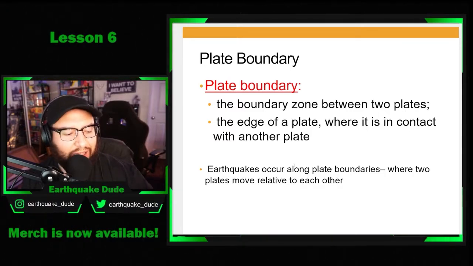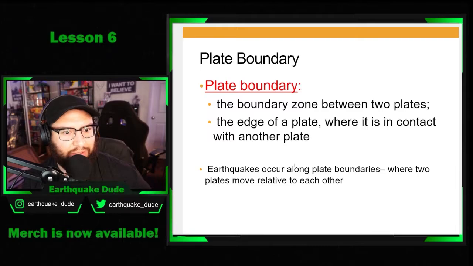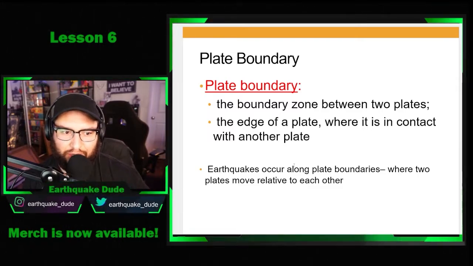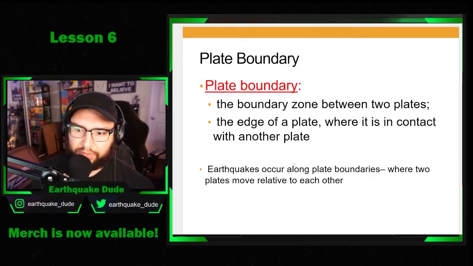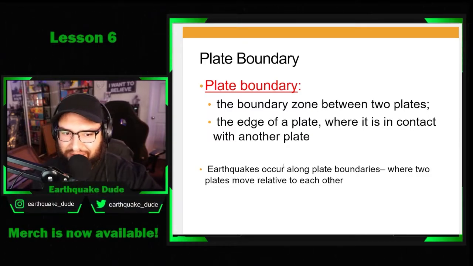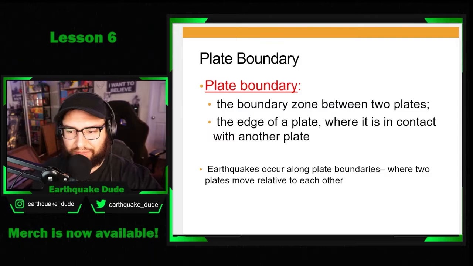This is why the west coast of the United States has earthquakes and not the east coast, because the west coast has a plate boundary. The east coast doesn't have a plate boundary. The east coast of the United States is in the middle of a tectonic plate. So that explains why the east coast doesn't have earthquakes. So really interesting, isn't it?